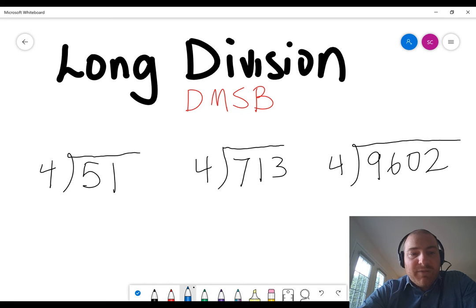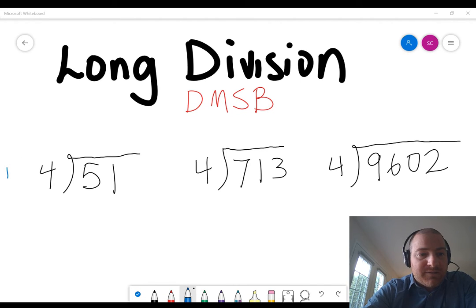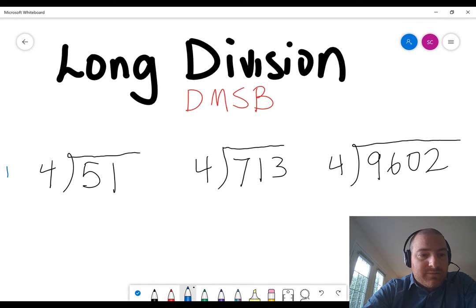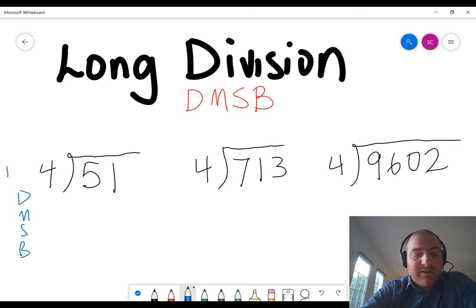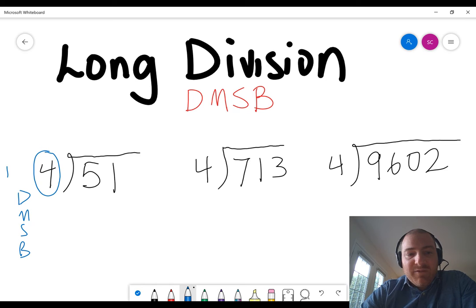So I'm going to start with my division problem. I'm just going to write my D on the side here. D, M, S, B to help me keep track. So my 4 is going to go into the 5. So my 4, always using that number over here. That number is the one that we're always going to do all our steps with.